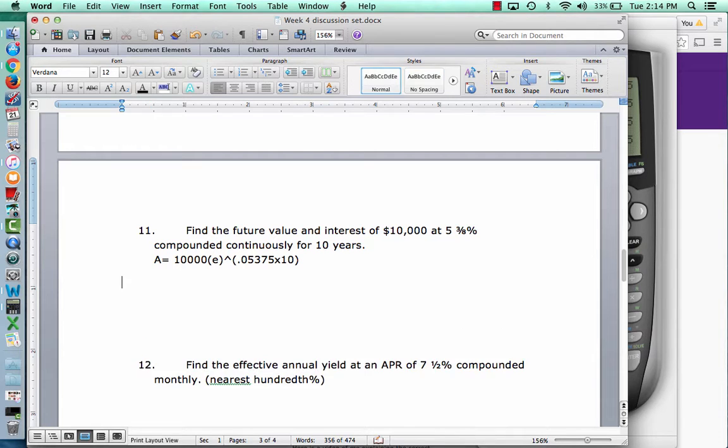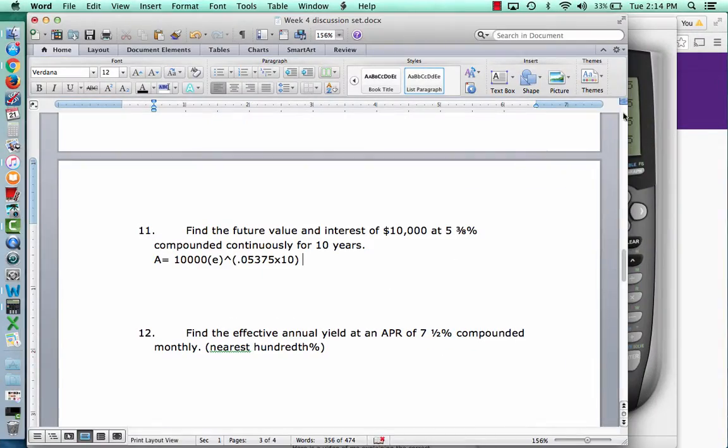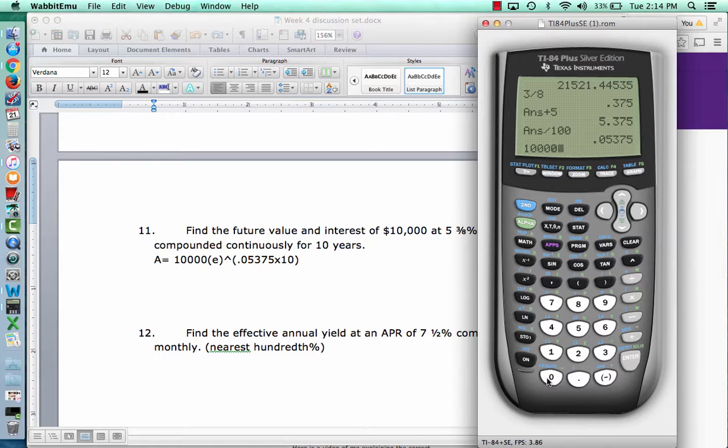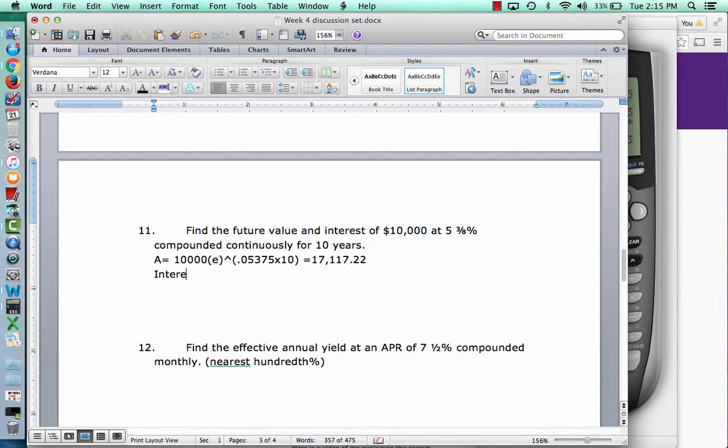Okay, so plugging this in, we get a future value. I want to show this on top of this. Okay, so 10,000 times. To get the E button, on all these calculators, you do second and then your LN button, and then to the 0.05375 times 10. That gives you the future value of 17,117 and 22 cents. Okay, so the interest is the difference. So it'd just be the 17,117 minus the 10,000. So it's just 7,117 and 22 cents interest.